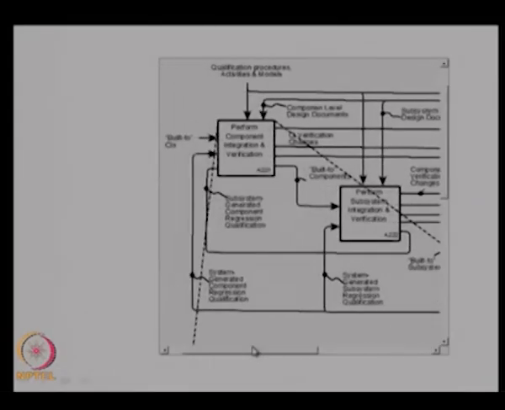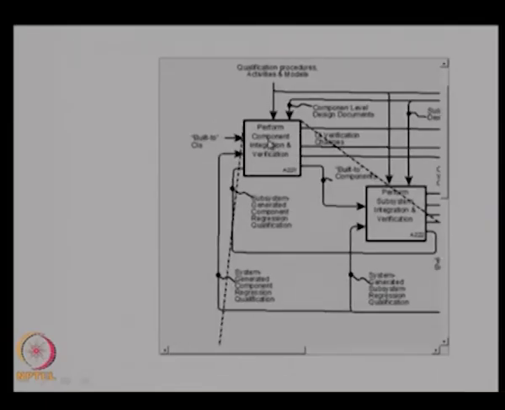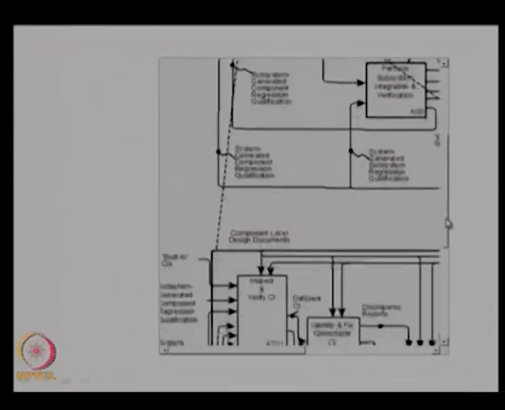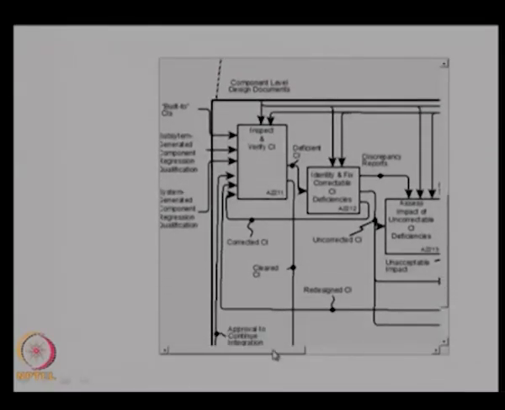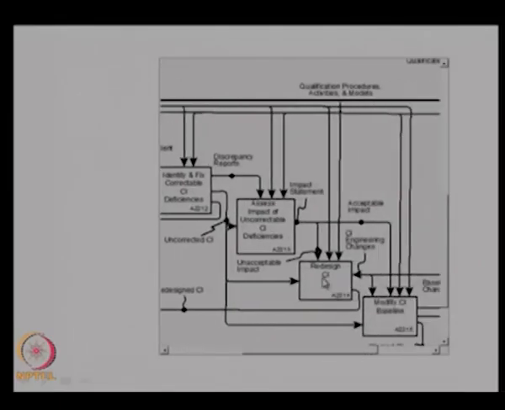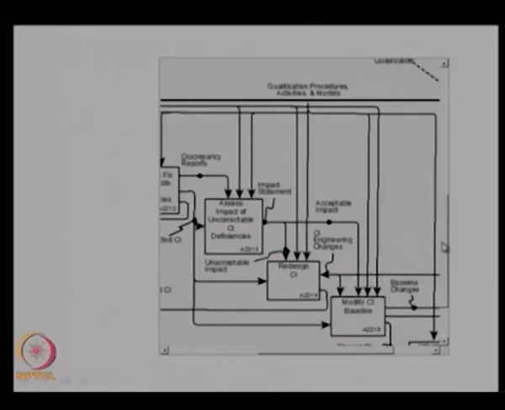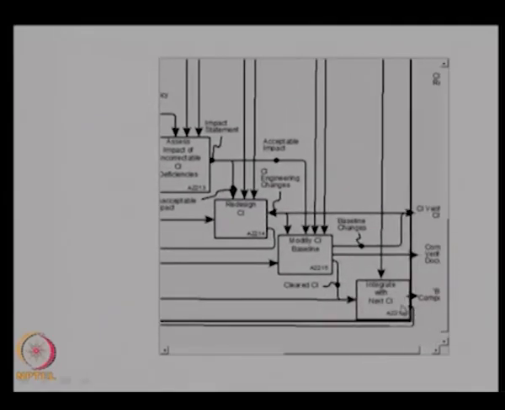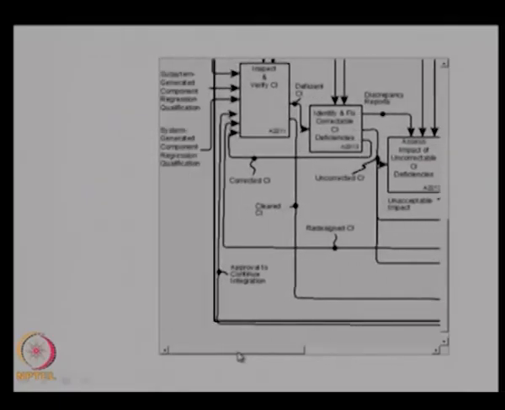As you can see here, the component level verification. Perform component level verification is one stage in the system integration. This can be shown with multiple sub level functions: inspect and verify CI is one of the functions, and then identify and fix correctable CI deficiencies. If you have any correctable deficiency that can be fixed, then assess the impact of uncorrectable deficiencies, and then redesign the configuration items, then modify the baseline, and then continue with the next CI. So, these are the sub level functions which can be identified as part of the component level system integration.